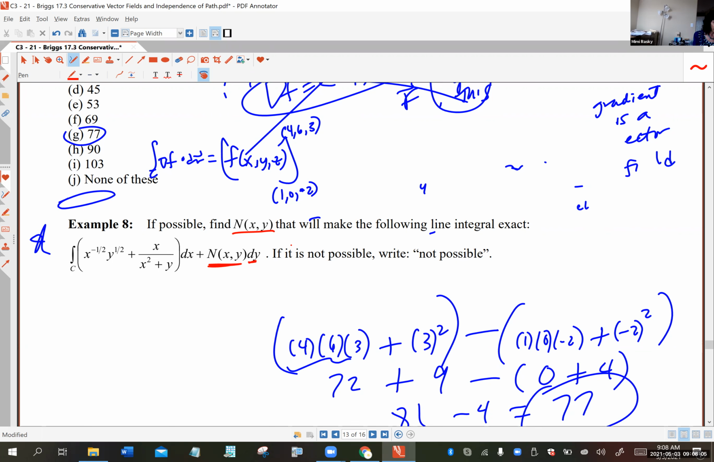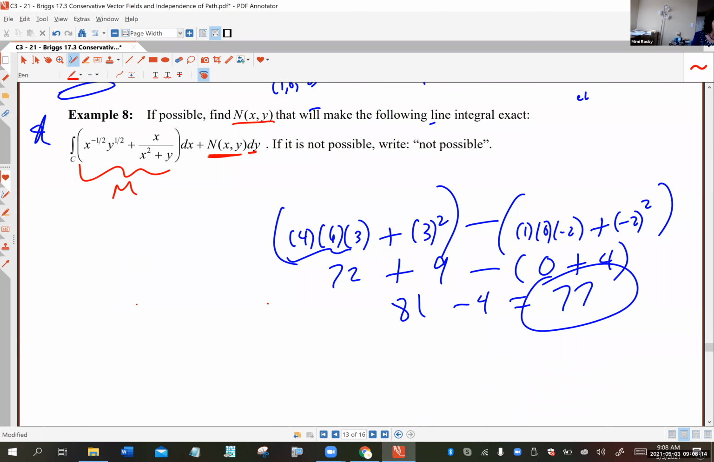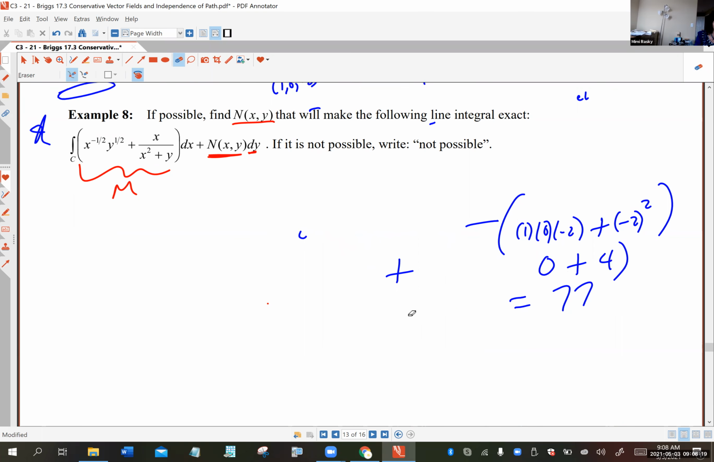So how would you figure out how to get the N? Now here they gave you the M, but how are you going to get the N? So watch closely because I claim you know how to do it, or you've got the tools to help you go do it.